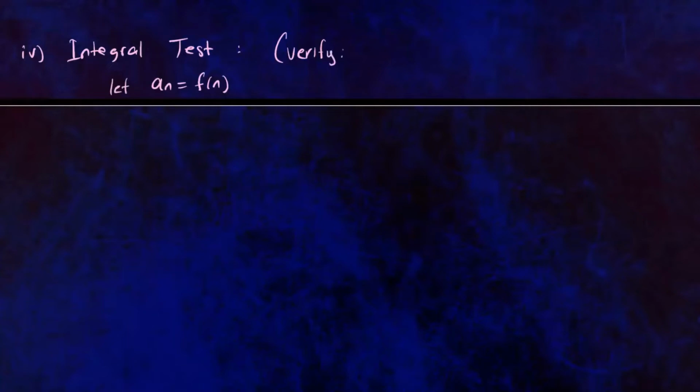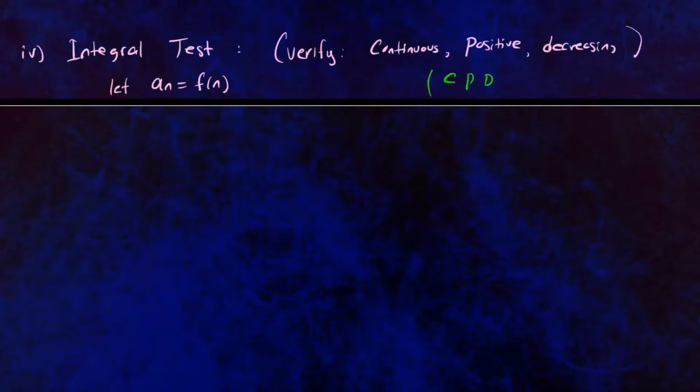You want to verify that it is continuous on that interval, positive, meaning your values are always positive, non-negative. Even if a few are negative, you can throw them out. And also you want to make sure it's a decreasing function. So I usually abbreviate this using CPD. So once you verify that, then you can use the integral test.